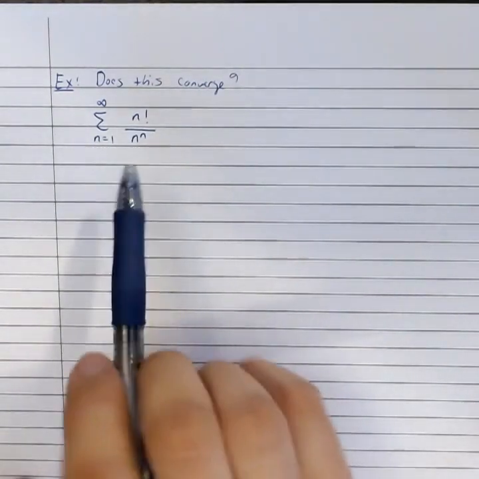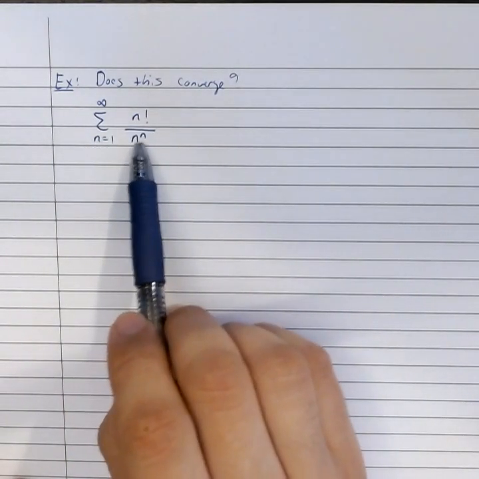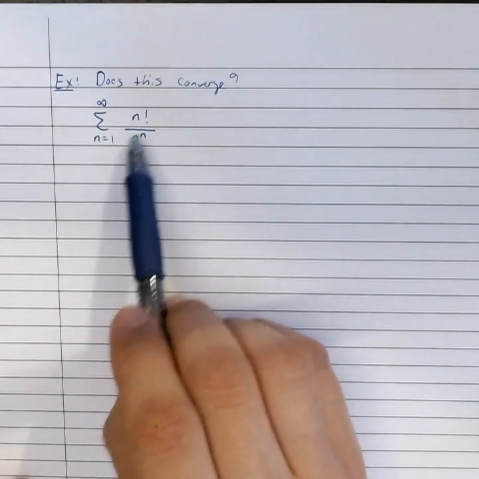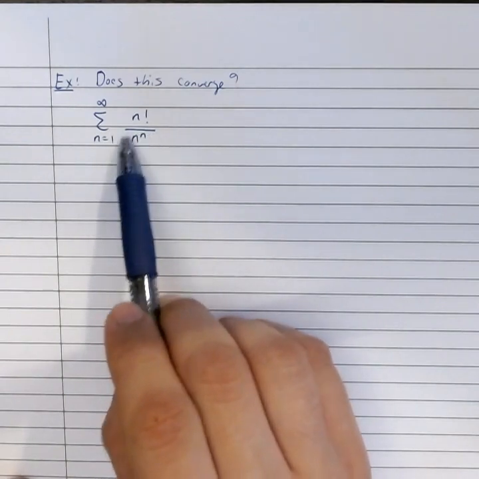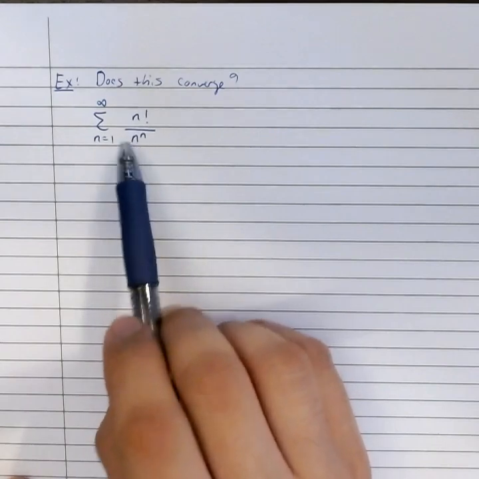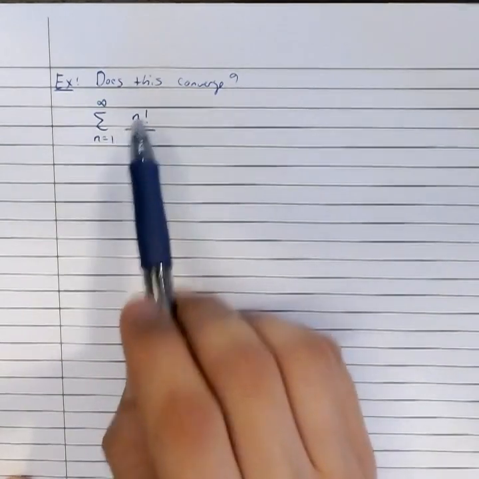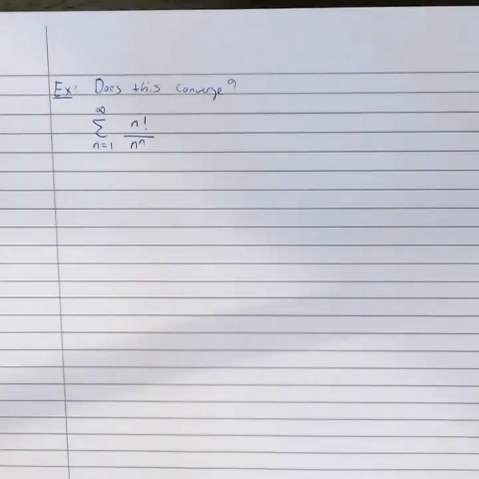Now in this case, you may be tempted to say, well, let me take the nth root so I can get rid of that. And that's true. If you take the nth root of n to the power n, you're just going to get n, which is a nice, simple expression to work with. But what's the nth root of n factorial? Yeah, I don't know either.